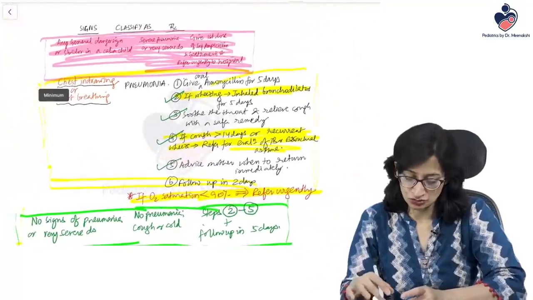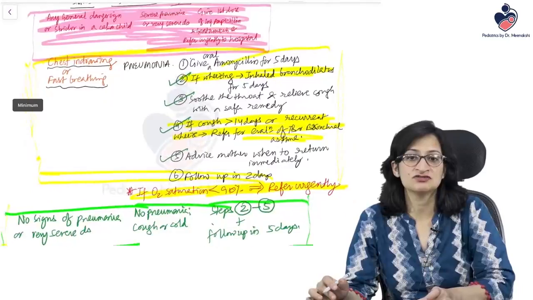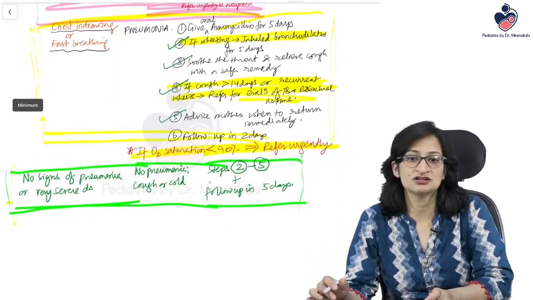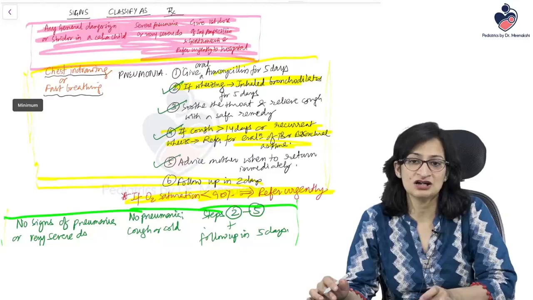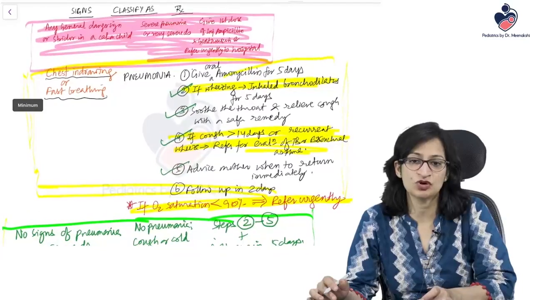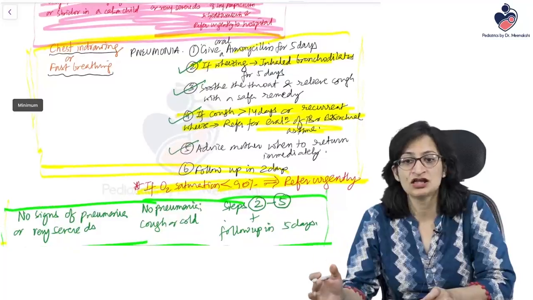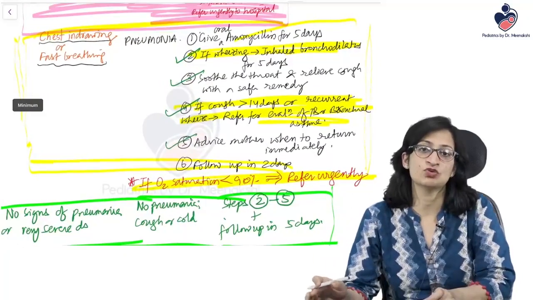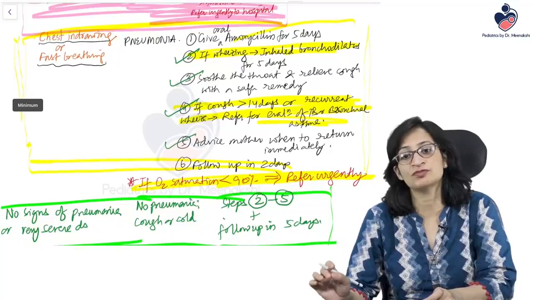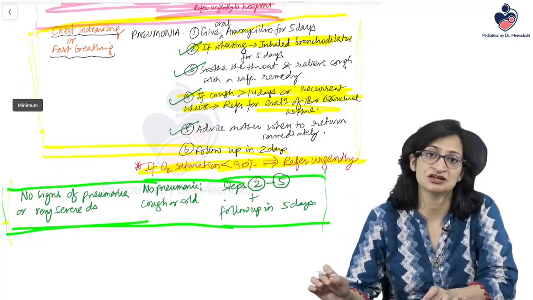The important thing to note is there are 3 categories: severe pneumonia or very severe disease, pneumonia, and no pneumonia, cough or cold. The new entries in the latest guidelines are: if wheezing is there, use of inhaled bronchodilator. If more than 14 days cough or recurrent wheezing, refer for evaluation. And if oxygen saturation is less than 90%, even in the category of pneumonia, you need to refer urgently. Use of pulse oximeter if available is recommended as per the latest IMNCI guidelines.